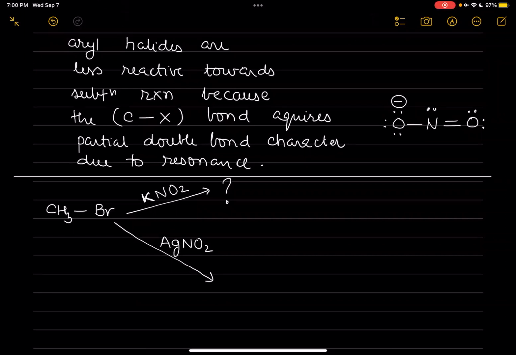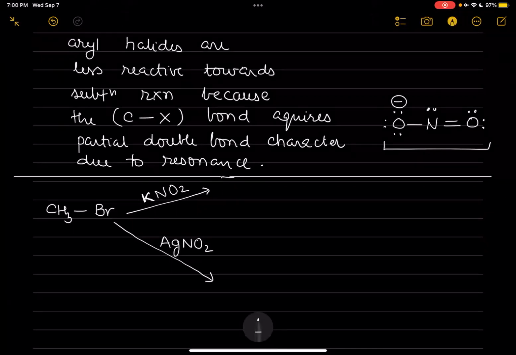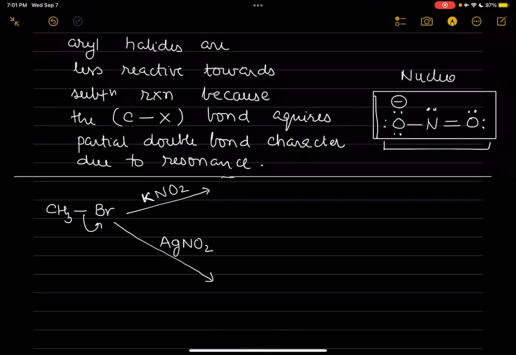Right? So it is NO2 minus, nitrite. So Ryan and Zen, which is the attacking atom of NO2 minus? Can you tell me? The Br is attacking, right? Br you need to remove. NO2 minus is going to attack. This is the nucleophile. But from which atom is it going to attack on the CH3Br?